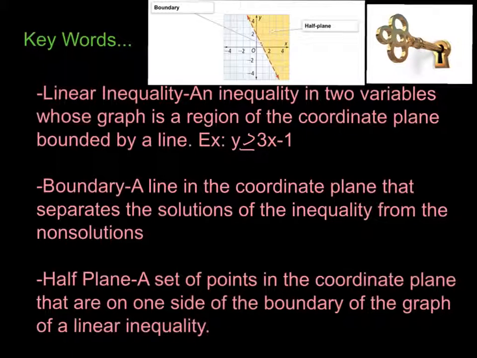And the last word is half-plane. A half-plane is a set of points in the coordinate plane that are on one side of the boundary of the graph of a linear inequality, represented by the yellow shaded region on this graph.